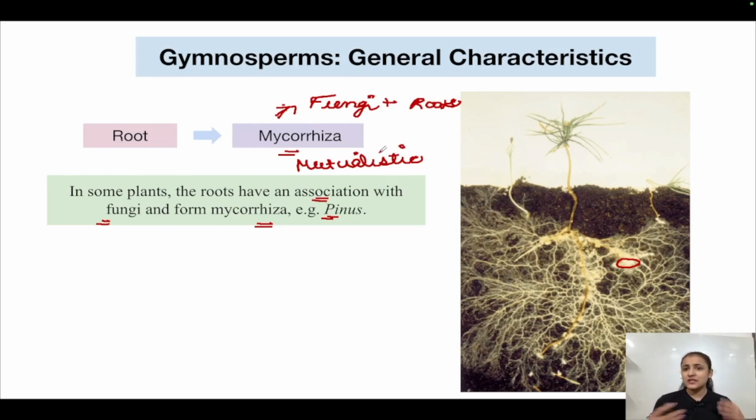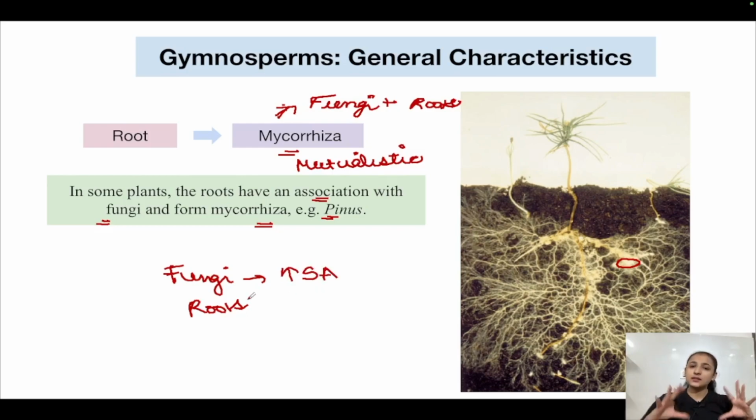They must be benefiting each other, both the components, right? How are both the components benefiting each other? Let us see. So mycorrhiza comprises fungi and roots of plants. Now, how is the fungi helping the plant? First of all, it increases the surface area of absorption of the roots.